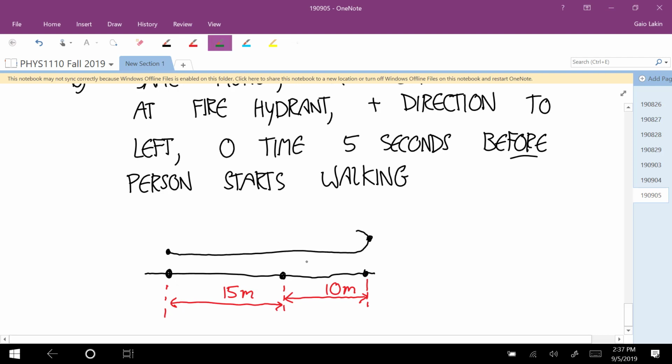It takes 15 seconds to get to the car, and then takes another 10 seconds to get back to the fire hydrant. Okay, so now we're going to use the new choices to label the times on these instants and to label the positions at these physical spots.